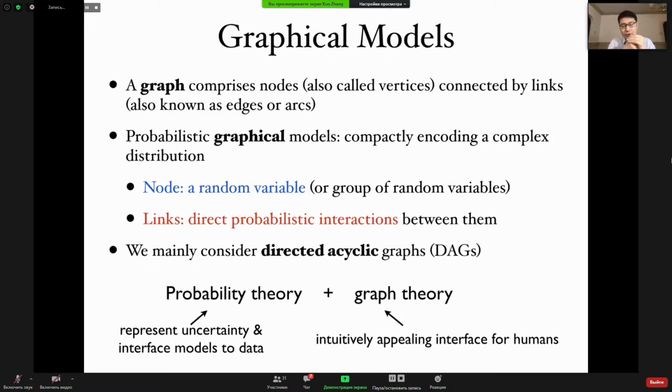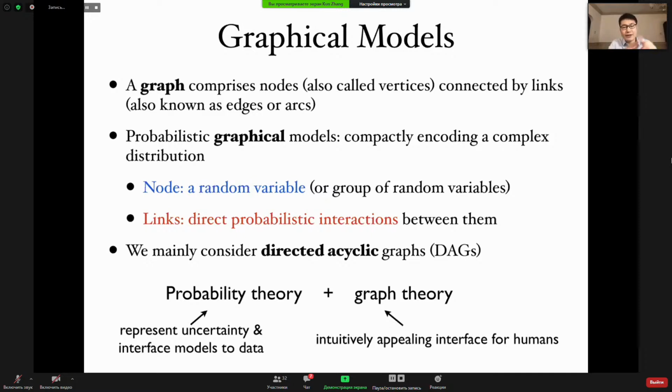And we use a probabilistic graphical model to encode a complex distribution in a very intuitive and compact way. So right here, each node is a random variable because we are talking about probabilistic graphical models. We want to model distributions. Each link represents a direct probabilistic interaction between them. Now we are not talking about causality. The link is not necessarily causal, but later we have to further attach some constraints to the graphical representation, and then we can make sure that the graphical representations are causal.